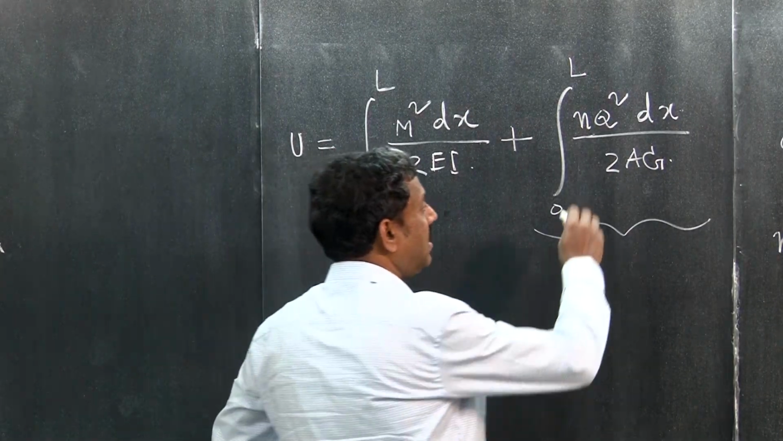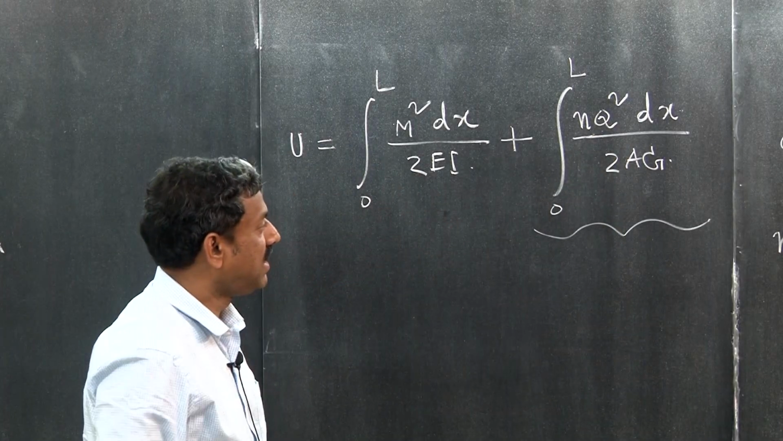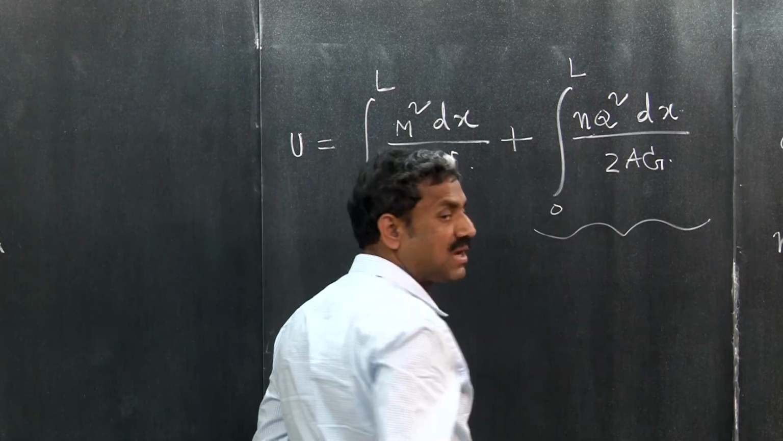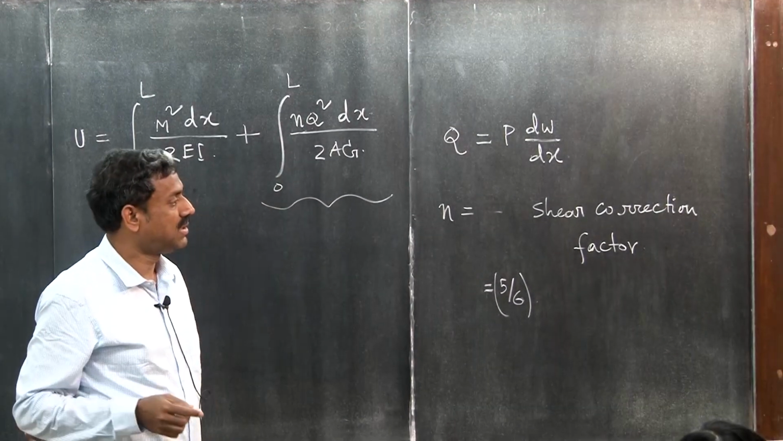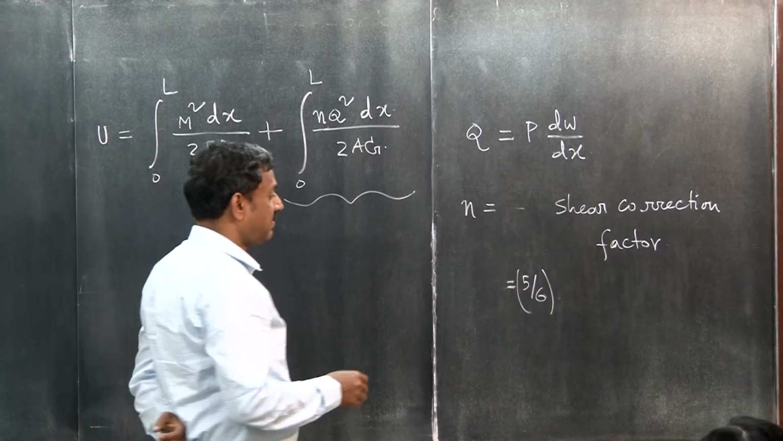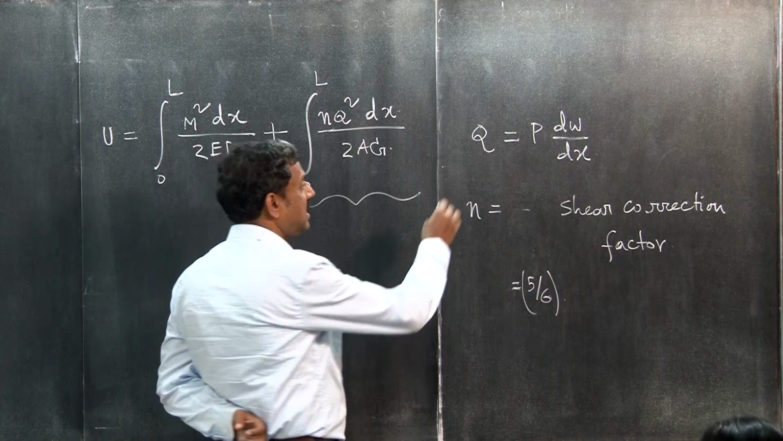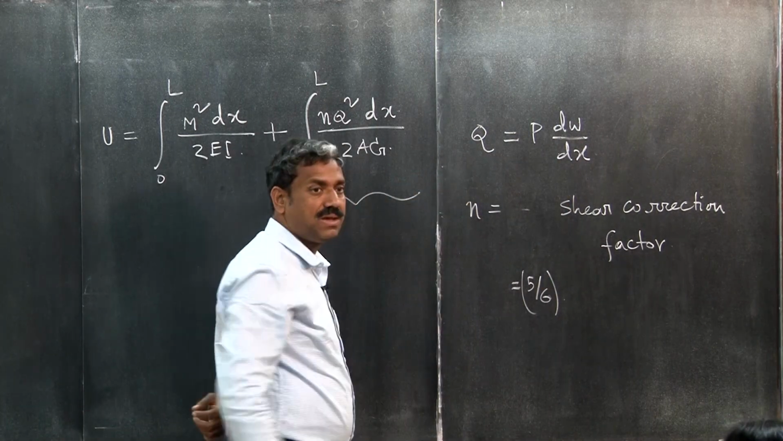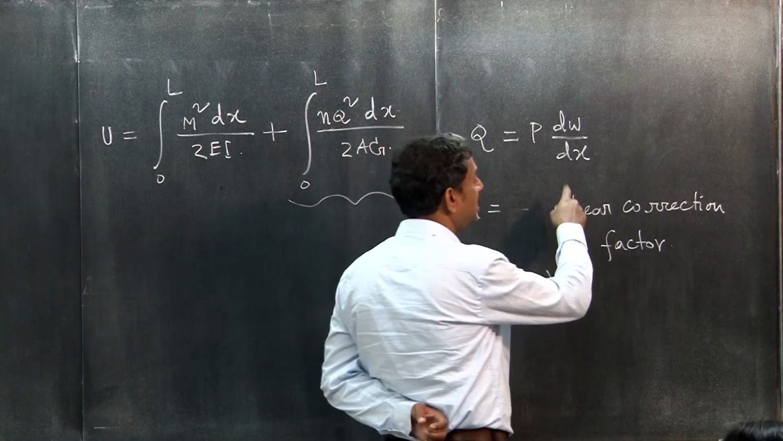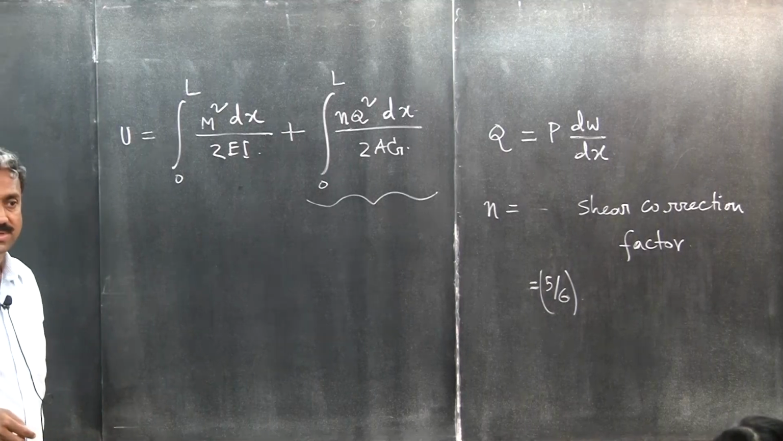For the shear force, I am considering Q. So, the term is V square by 2AG, multiplied by n, which is the shear correction factor. The shear correction factor varies depending upon the geometry of the section, but 5 by 6 is typically used for a rectangular section, right. And the shear force is P dW/dx, right. So, this is the contribution of the axial force in shear.